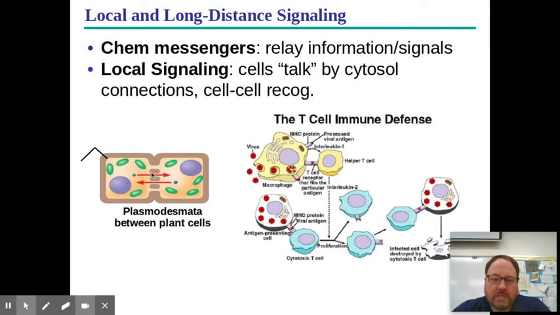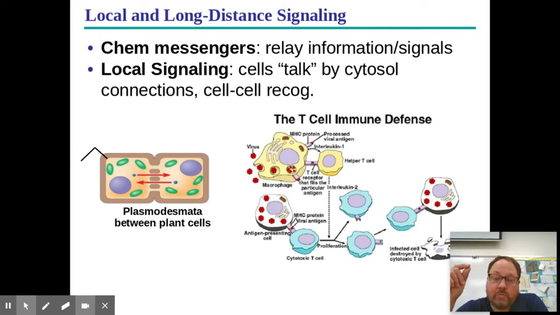One example of this is cytoplasmic connections. If the cytoplasm of adjacent cells are connected, then, again, you're able to distribute chemicals between those cells really rapidly, and that allows a coordinated response from those cells. We see that example in the plasmodesmata of plants. If you recall from earlier chapters, plasmodesmata are like little holes in cell walls between plant cells, and that allows for continuous cytoplasmic connection. Another example of local signaling is direct cell-to-cell communication.